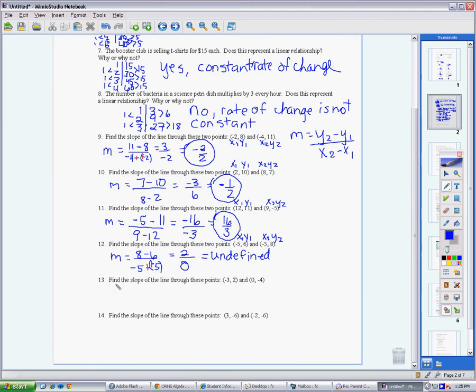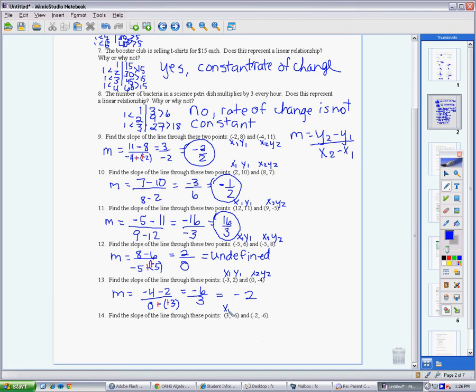Number 13, label your points, x1, y1, x2, y2, plug them in. Negative 4 minus 2 over 0 minus negative 3. Simplify, negative 6 over, I have double negatives, that'll change to positive. 0 plus 3 is 3. Simplify, negative 2.